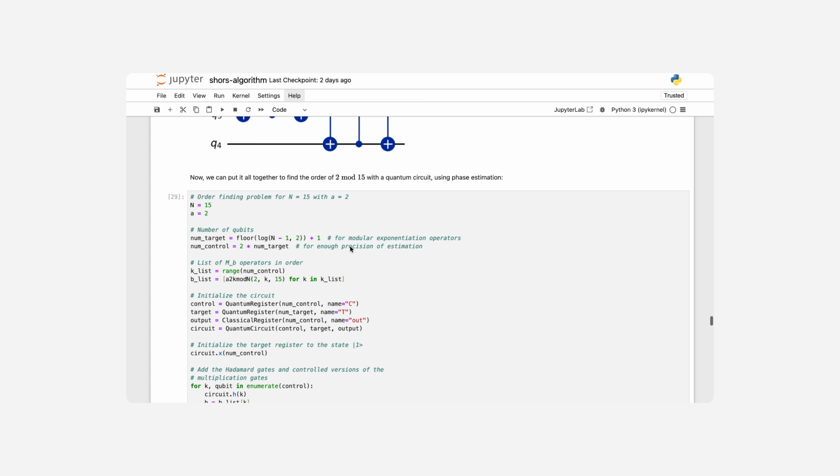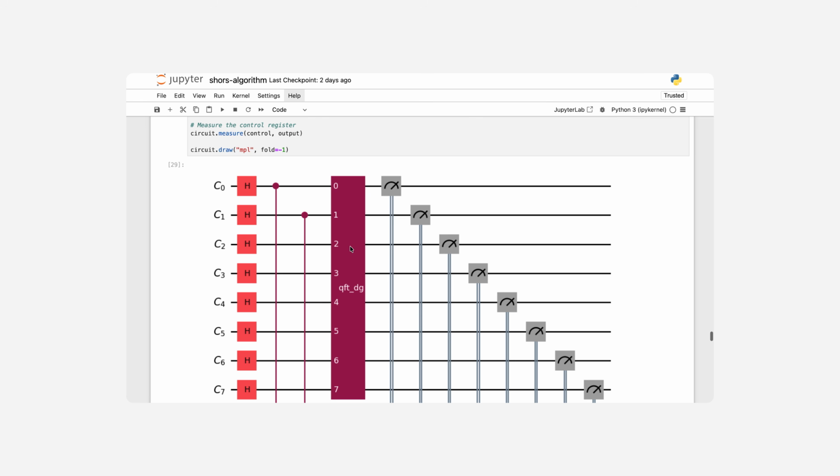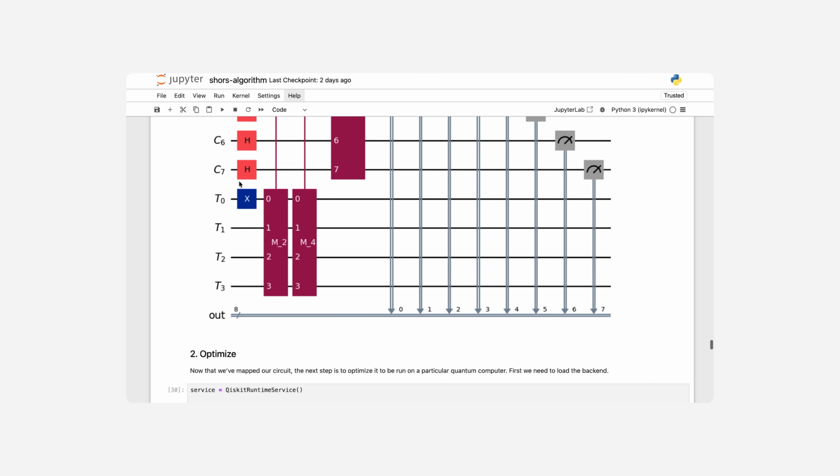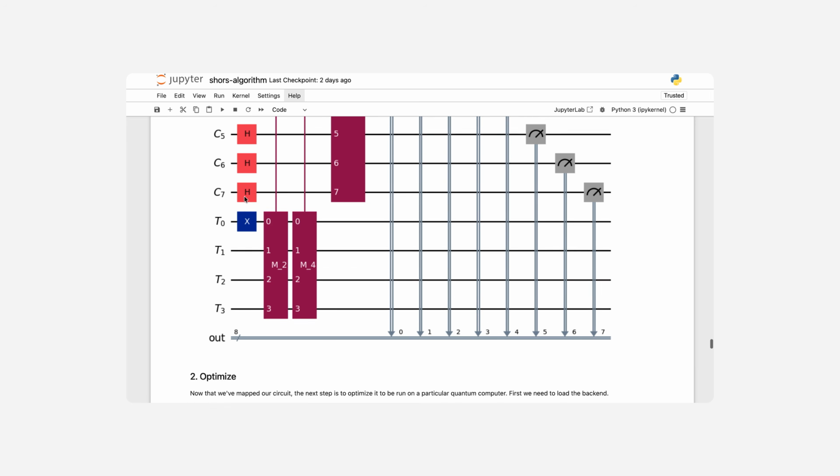And now we can put it all together to find the order of A mod n. We have our control qubits on top. And remember, the more of these we use, the more precise our phase estimation will be. Then these qubits, labeled T, are the ones that encode the integer and have the modular multiplication gates applied to them. We apply this X gate here to start in the state 1, then proceed with quantum phase estimation.